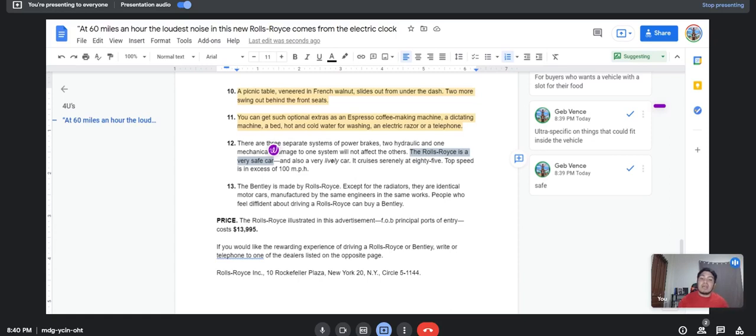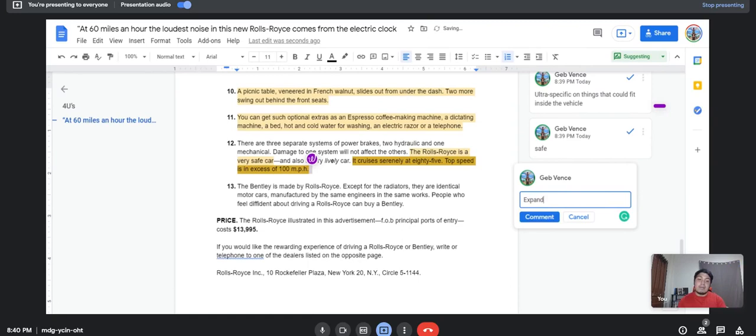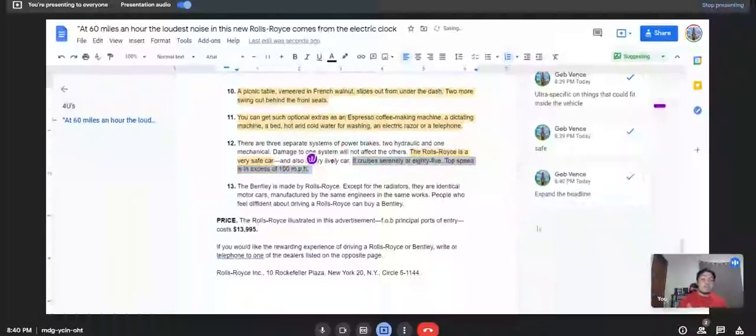So, this area expanded the headline again. Kasi nga, it's only the electric clock na maingay. Besides that, then you could be driving for a very smooth ride. So, yun yung ibig sabihin niya.